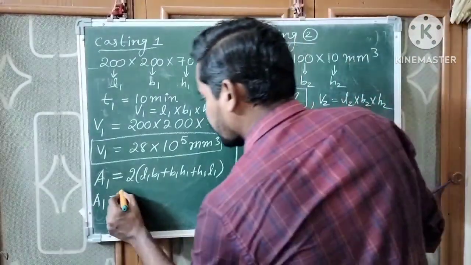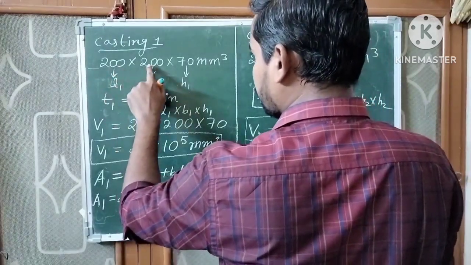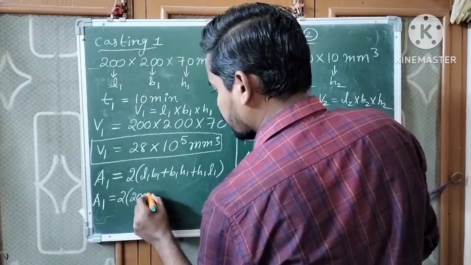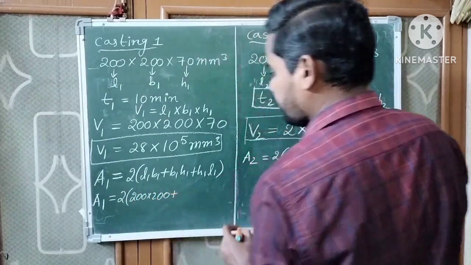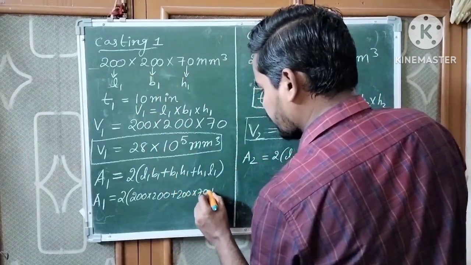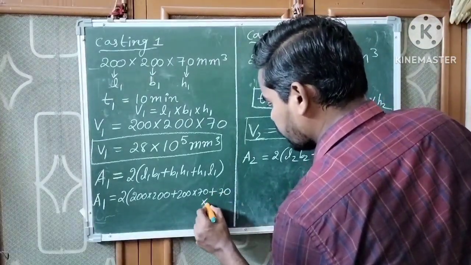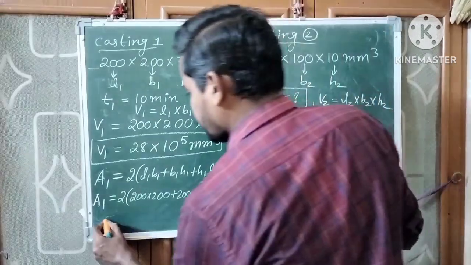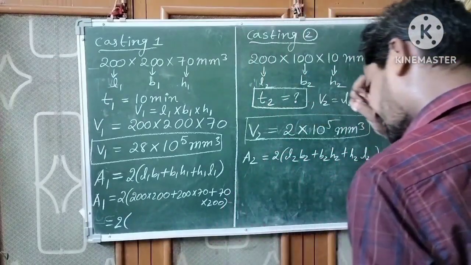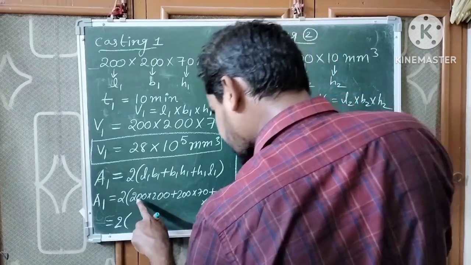So first, A1 is 2 into (L1 into B1, 200 into 200, plus B1 into H1, 200 into 70, plus H1 into L1, 70 into 200). So 2 into 200 into 200. Let us consider how many zeros there are. Here we have 3 zeros, here 3 zeros, and here also 3 zeros. Let us take 3 zeros out.